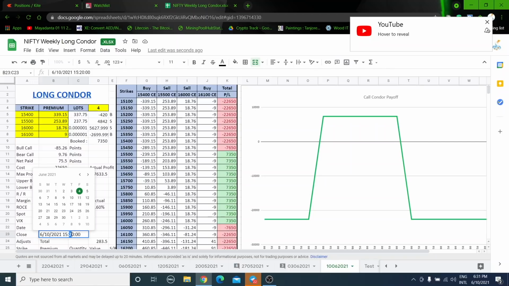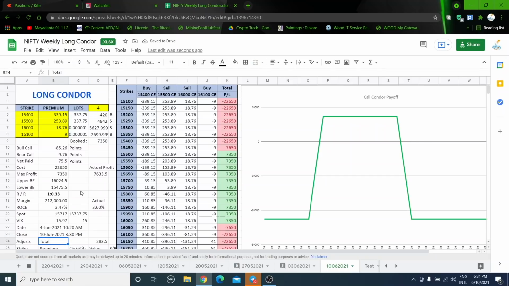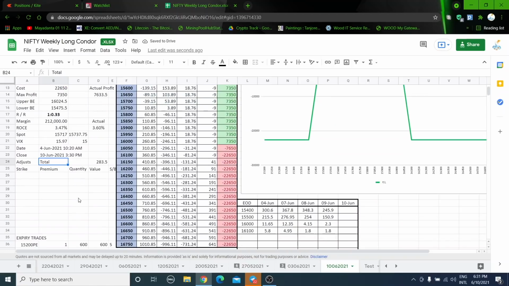So we will just put 15:30, at 3:30 we just came out. We have not done any adjustments. You can see it, not done.